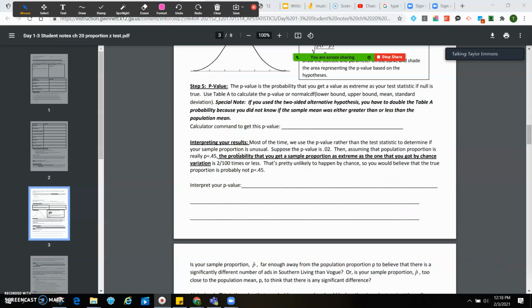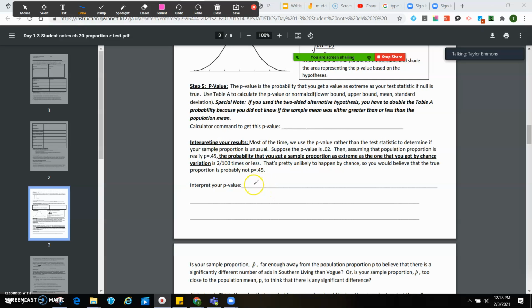Alright, so interpreting your results. Most of the time we use p-value rather than the test statistic to determine if your sample proportion is unusual. Suppose the p-value is 0.02. Then assuming that the population proportion is really 0.45, the probability that you get a sample proportion as extreme as the one that you got by chance variation is 2 out of 100 times or less. That's pretty unlikely to happen by chance. So you would believe that the true proportion is probably not p equals 0.45. Okay? So that says to interpret your p-value.